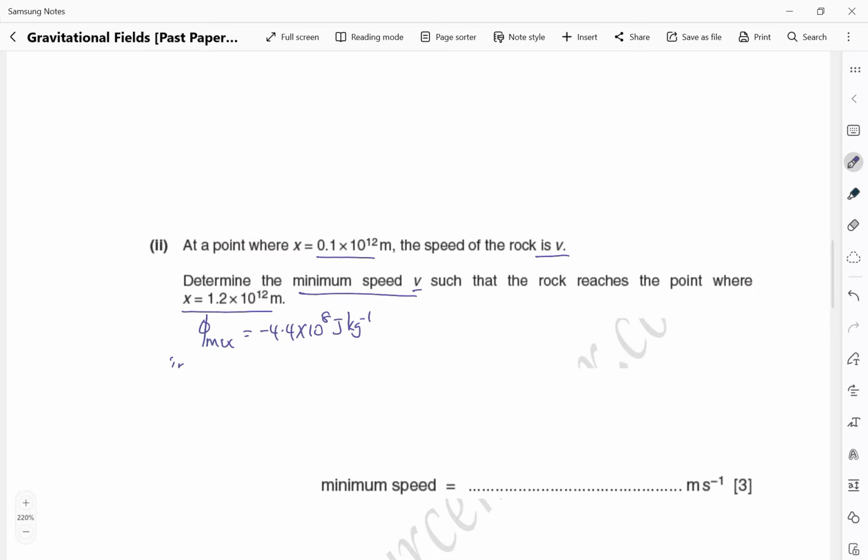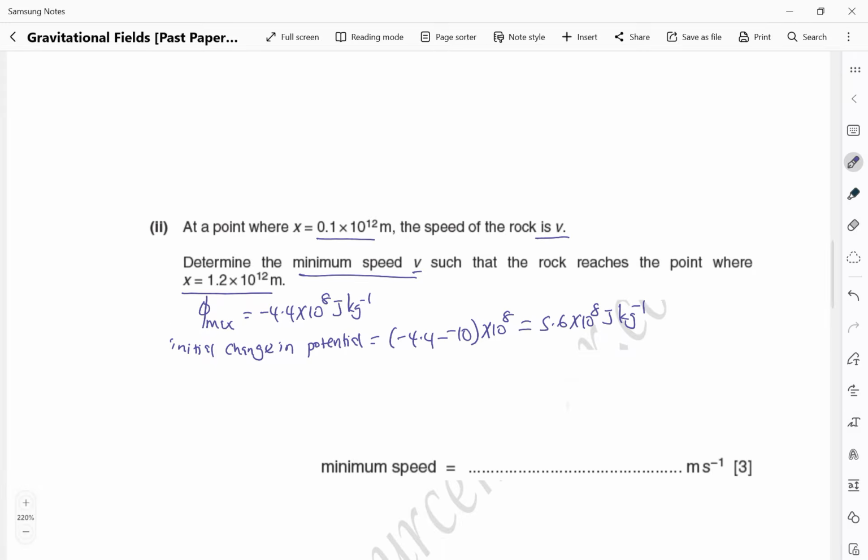And that means the initial change in potential is going to be equal to -4.4 minus -10, times 10 to the power of 8, which gives us 5.6 times 10 to the power of 8 joules per kilogram. That's the initial change in potential.